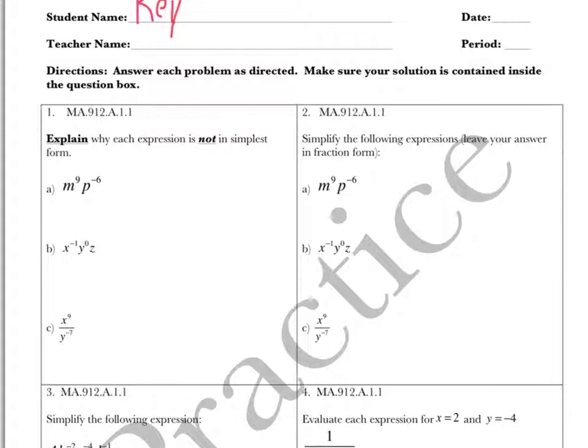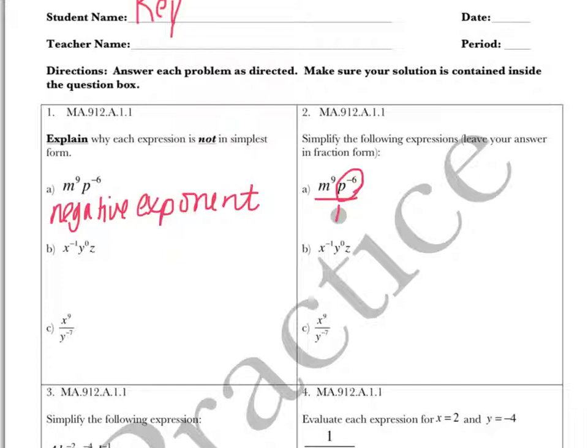So number 1 asks us, and number 2 is related, so I'm going to be working on both at the same time. But number 1 is asking us to explain why each expression is not in simplest form. And for part A, negative exponents are not allowed. So here I have a negative exponent, not good, no can do. So I've got to fix that. So in number 2, I'm going to take that negative exponent and make it a part of the denominator, which exists in all of these quantities. So that's going to become m to the 9th divided by p to the positive 6. So you can simplify that.